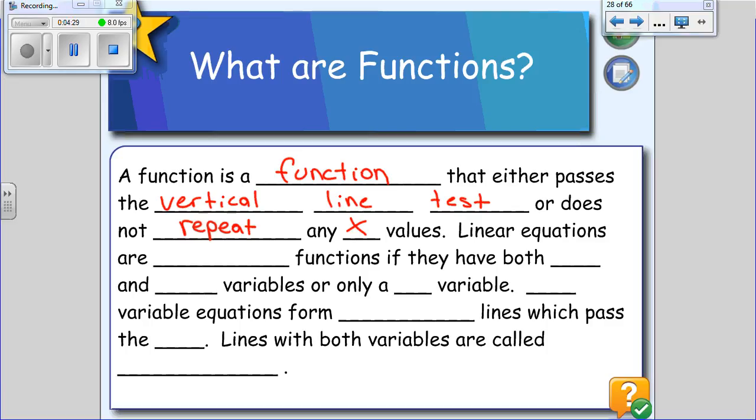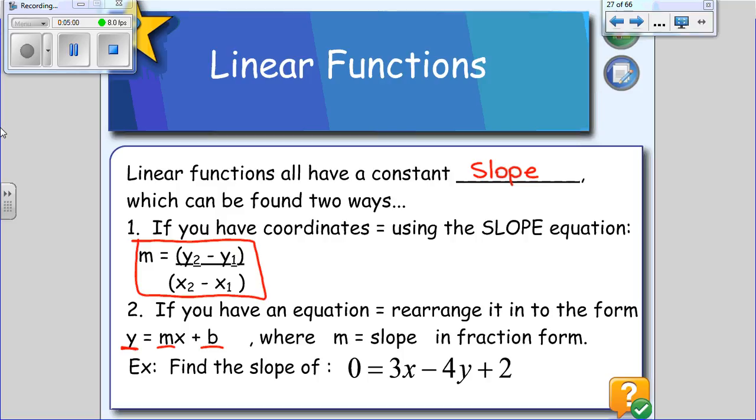Linear equations are linear functions if they have both an x and a y variable, or if it has only a y value. So anytime you see an equation, if it looks like the ones we were just looking at, it has an x variable, has a y variable. This thing's linear. I know right away it's got to be linear.